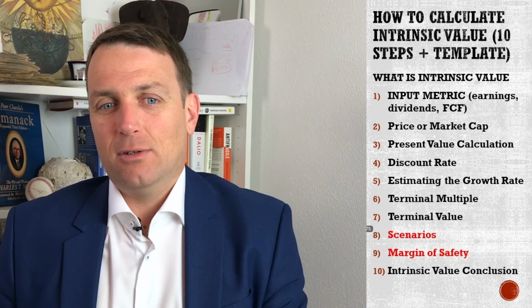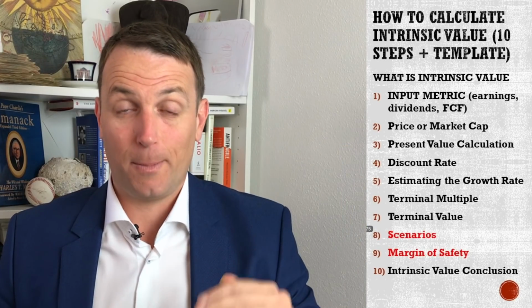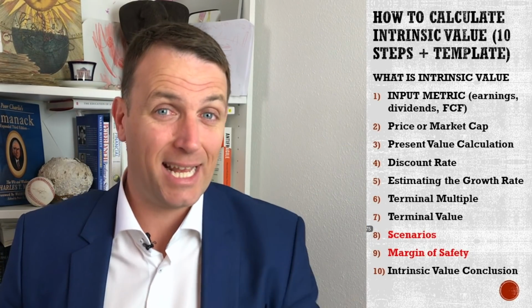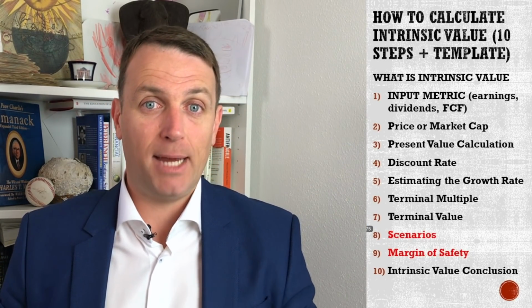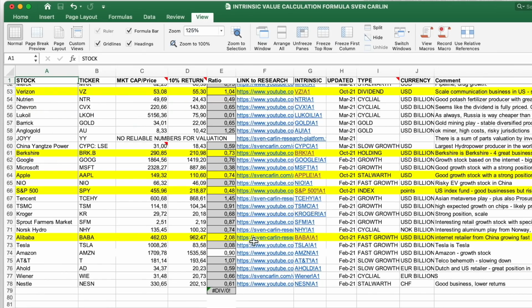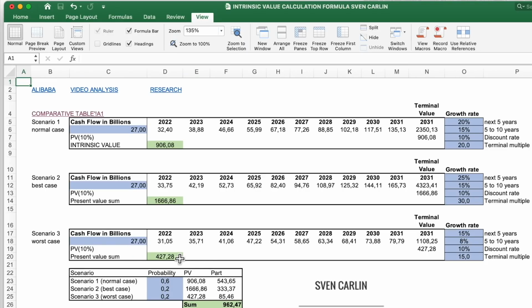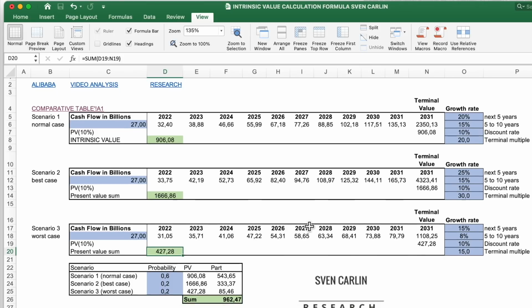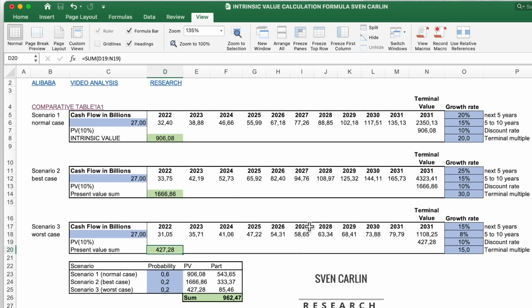And that gives you, at some point in time when the stock price is below your negative scenario, a margin of safety. If we go to our table, the only one currently below or at my negative scenario valuation is Alibaba, which makes it for me a buy, and that's why I also own it.